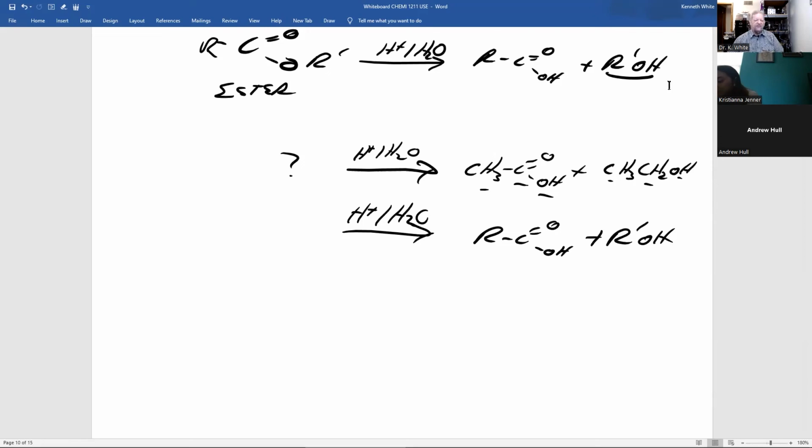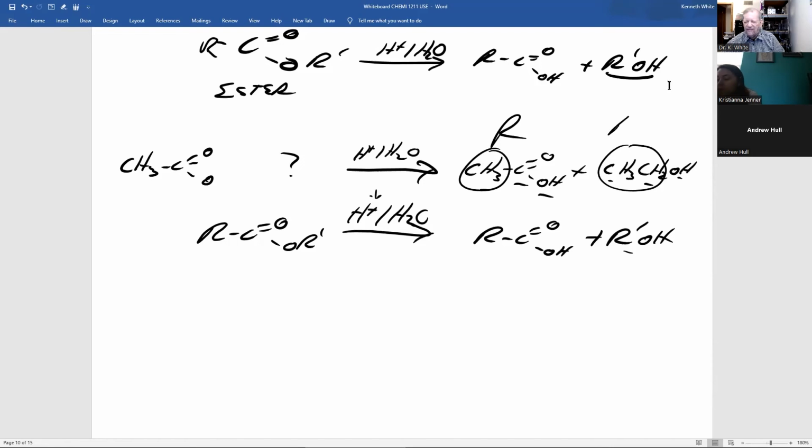And the question is, what do you start with to make a carboxylic acid and an alcohol by reacting with acid and water, acid hydrolysis? And the answer is an ester. In this case, what's our methyl? Carbonyl, oxygen. What's our prime? It's an ethyl. And there's how you do it.